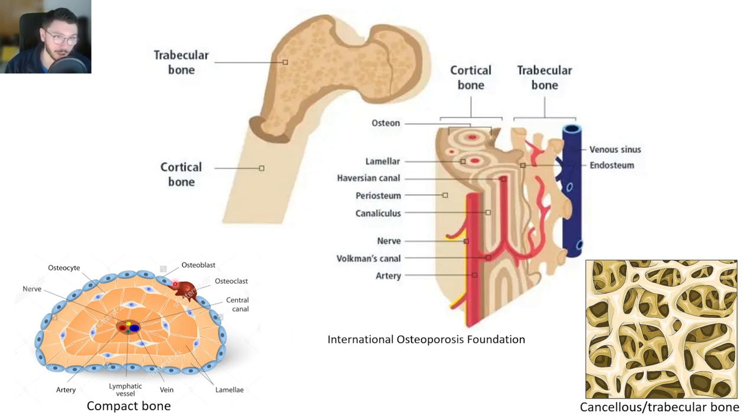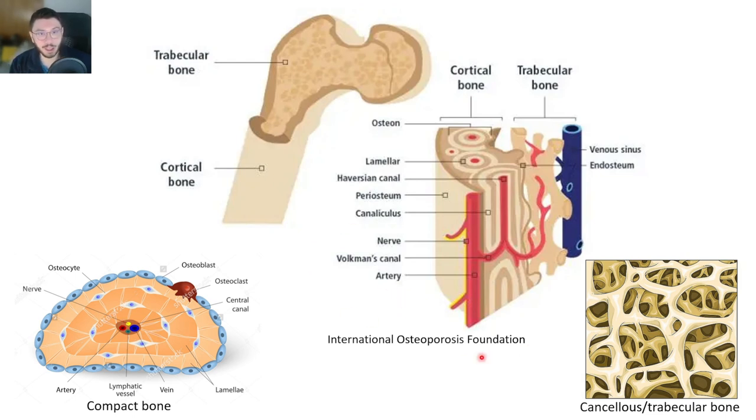As you can see, the osteoblasts line the cells. We have an osteoclast right here. And then we have osteocytes within the osteoid. And what's important here with the osteoid is that we have blood vessels, so that's your artery, vein, lymphatic vessels, and nerves within the bone.